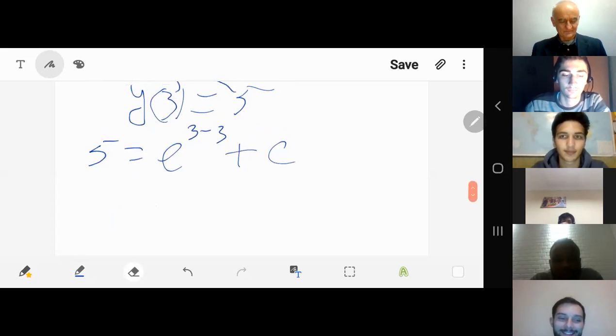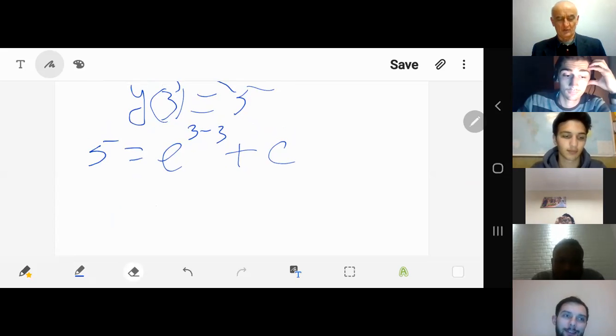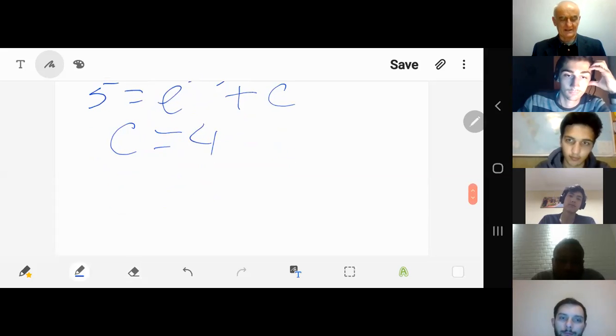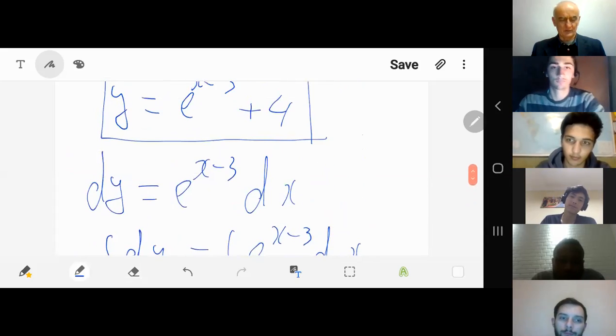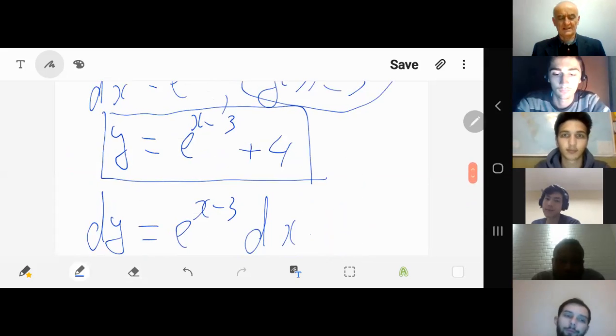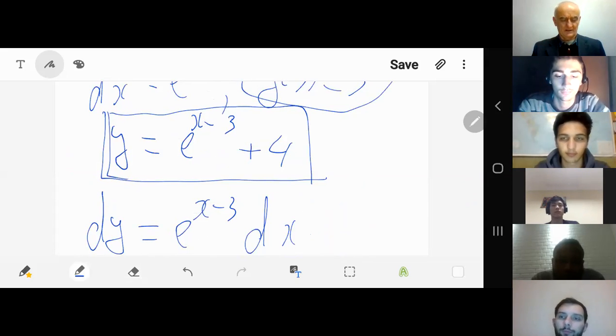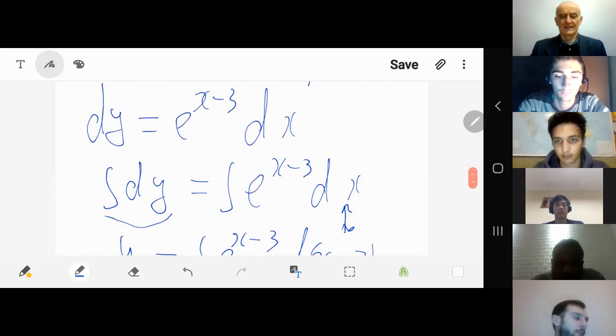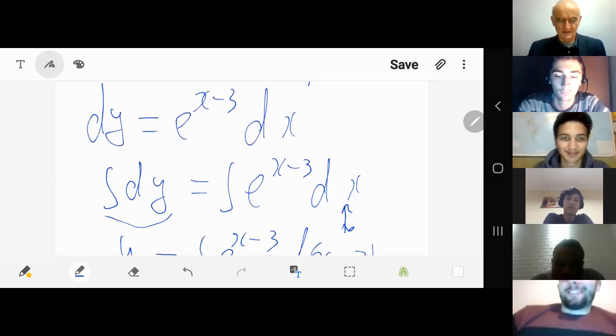But now, so 5 equals e to power 3 minus 3 plus c. And so we have here c equals 5 minus 1, and 5 minus 1 is 4. So what is our final answer? Sandro's answer looks absolutely right. e to power x minus 3 plus 4. Okay, now let's do more complicated problems.